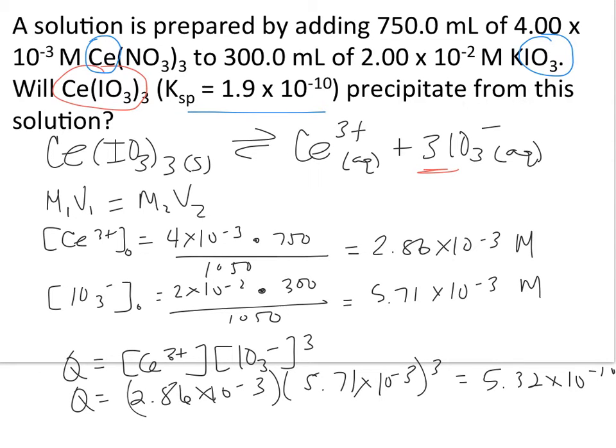We get 5.32 times 10 to the negative 10th for Q. So now we have to ask ourselves if this is greater than or less than the KSP. In this case, it is slightly larger than the KSP, 1.9 times 10 to the negative 10th. And so we will get a precipitate from this solution. When Q is greater than KSP, we have too much product, we have too many ions, and so then our reaction will shift to remove those ions and make our solid, make our precipitate.